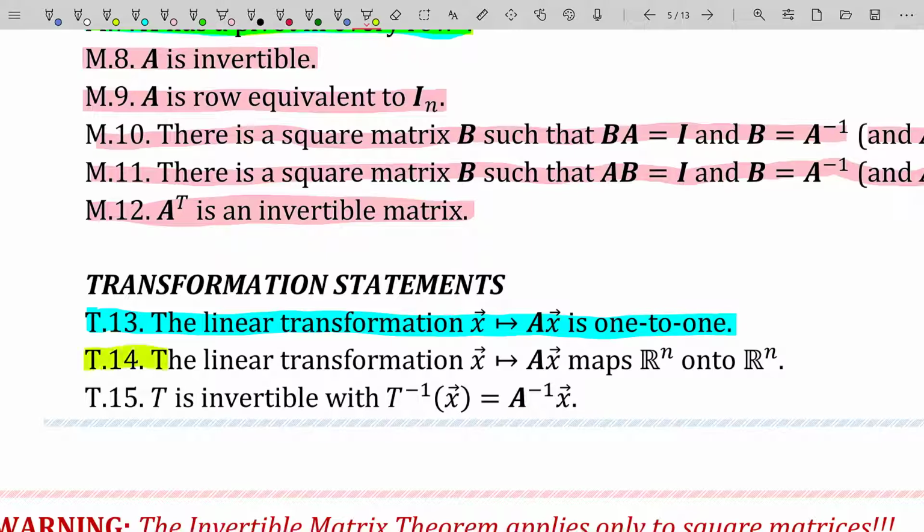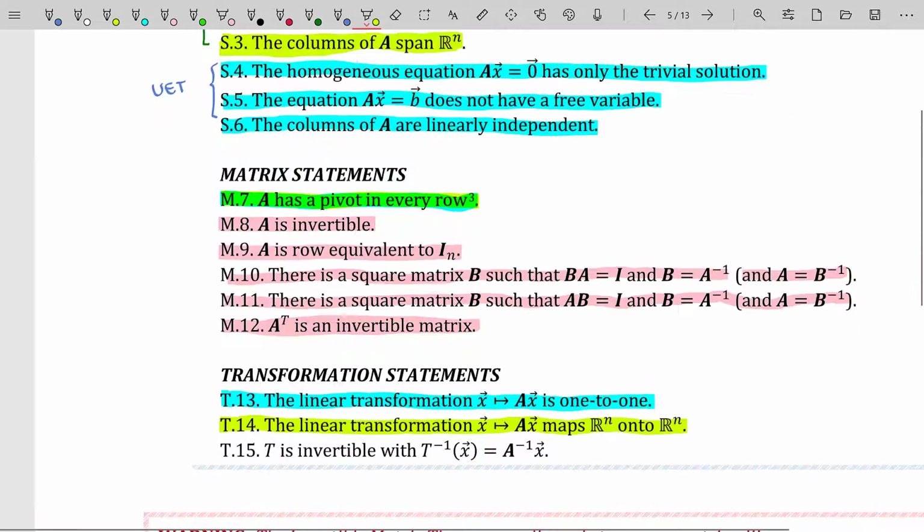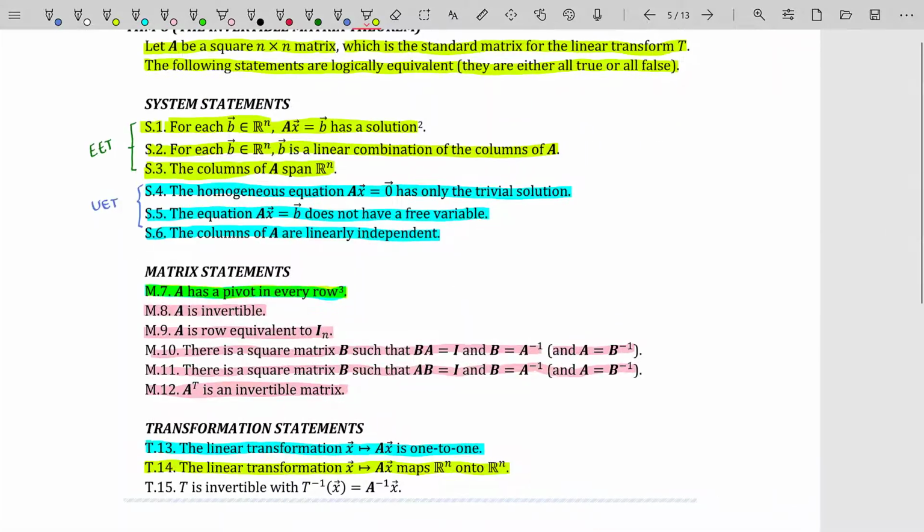Likewise, the linear transformation x to Ax maps Rn onto Rn, that is from the existence equivalence theorem. And if I zoom out, you can see we've glued together pretty much everything from the existence equivalence theorem and the uniqueness equivalence theorem into this one single theorem.